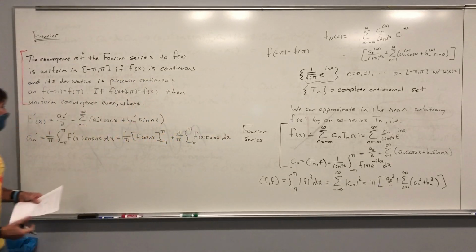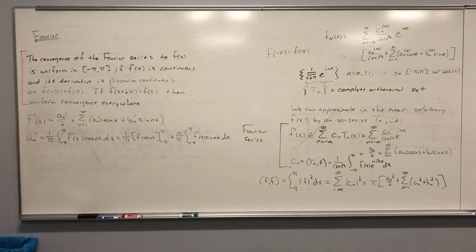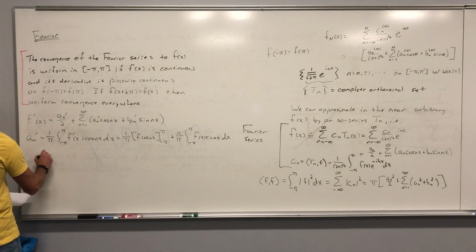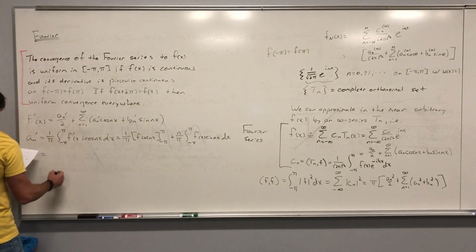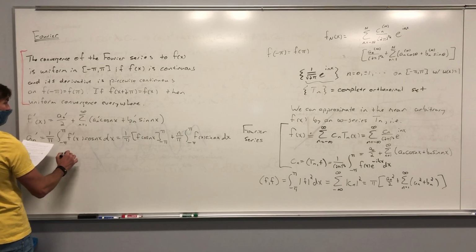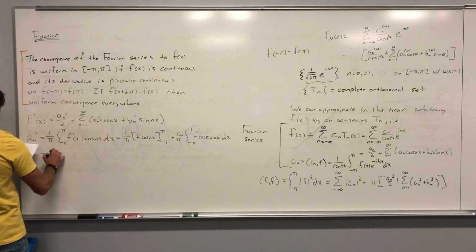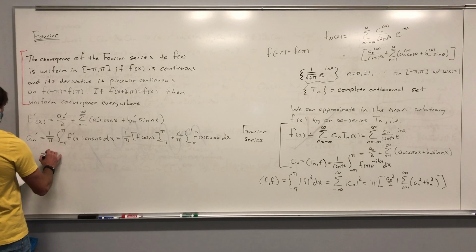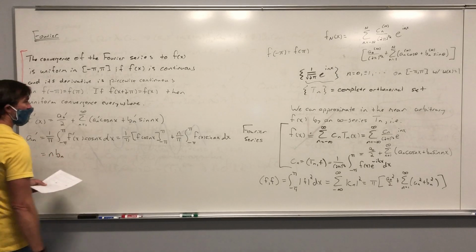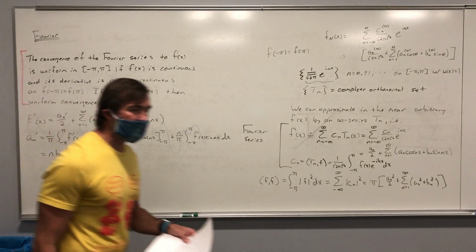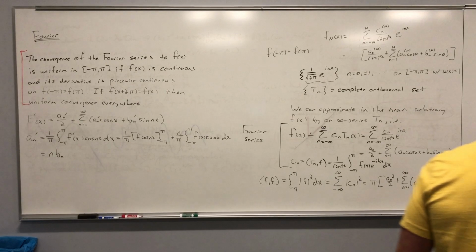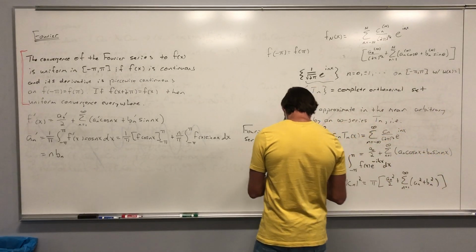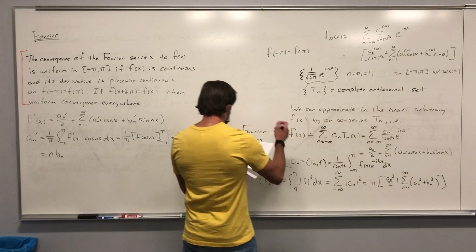Where all I did was evaluate this integral by integration by parts. And this, of course, is going to vanish. So this is going to just give me the integral of f times sine nx, which is going to be n times the bn coefficient. Yeah, and I didn't write those coefficients down up there earlier, which these are the ones I wanted to write, not the cn's.